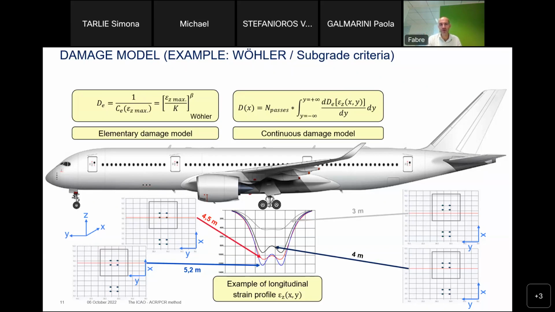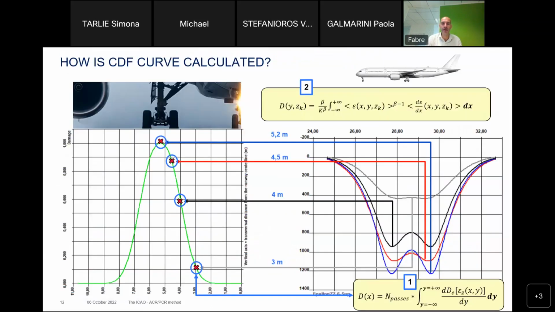So on the top left, you have the most common expression of the subgrade elementary damage. And this is called the power form of the elementary damage. So this is not the form that is displayed in FAARFIELD, because since version 1.2 of FAARFIELD, the FAA has developed a new subgrade failure model with a form which is called the Brisdale model. So if you want to design your pavement with FAARFIELD, you will have a different subgrade failure model. And at the top right, you have the continuous damage model, which is used to compute at each calculation point the CDF curve.